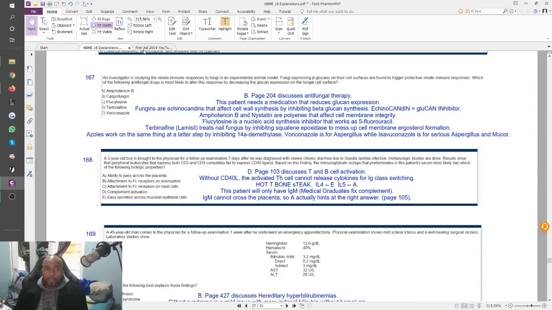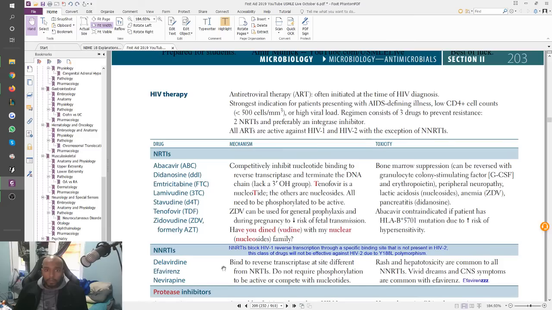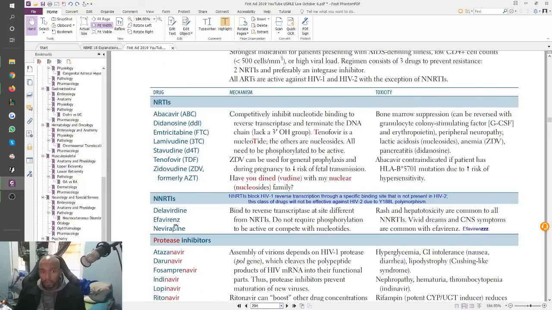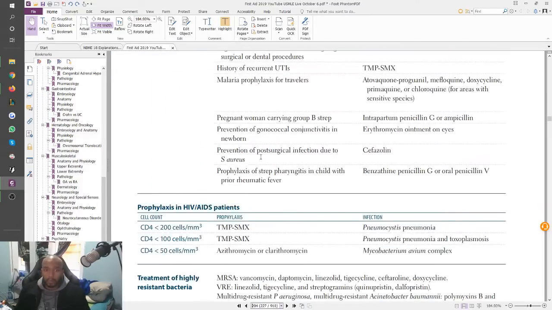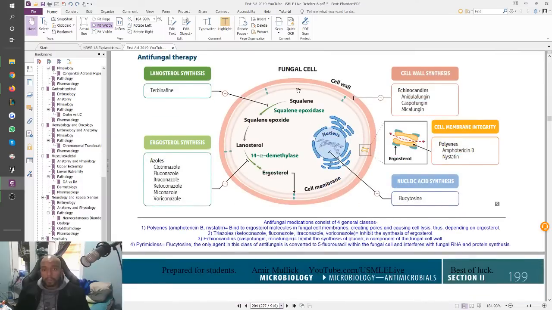But the whole class of medications for antifungal therapy, not that bad at all. Antiviral therapy, anti-HIV therapy, very easy to memorize. The only medications you really need to memorize are these three. The others all are named well. And the antifungal therapy, look at this page. Right? There's really not much happening.